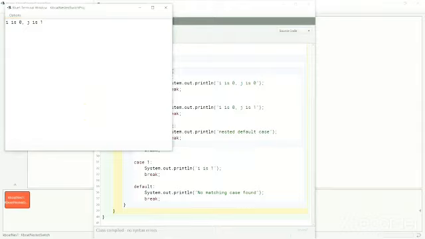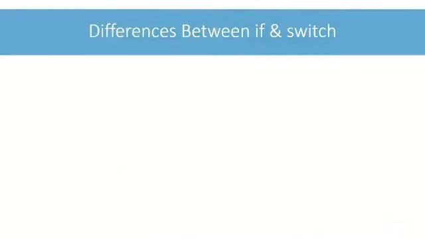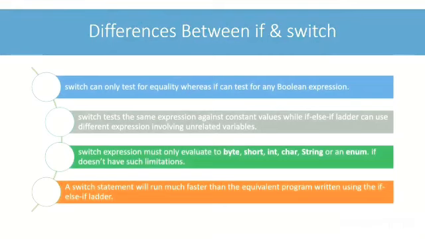We will complete our discussion of switch statements by looking at how it differs from if statement. Switch can only test if the expression is equal to any of its case constants, whereas if can test for any Boolean expression like less than, greater than, not equal to, and so on. The second point of difference is that switch statement tests the same expression against a set of constant values, whereas if-else-if ladder construct can use different expressions involving unrelated variables.